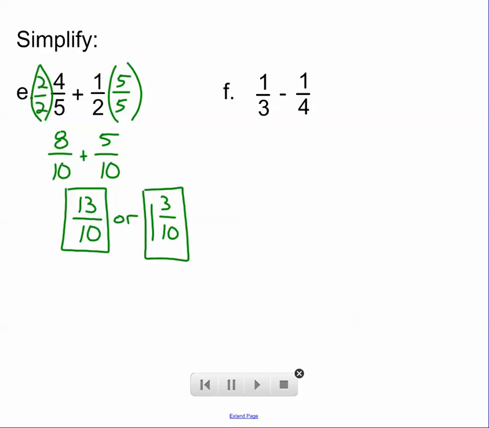My general rule of thumb is if you don't have mixed numbers in the original problem, you don't have to give me your answer as a mixed number. But if you do have mixed numbers in your original problem, you do need to give me answers as a mixed number.